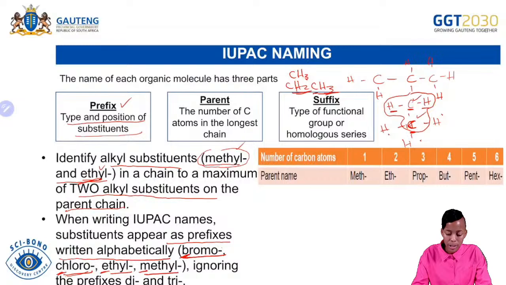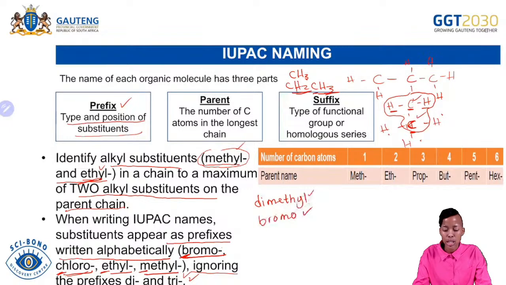So whenever you do your IUPAC naming, you need to consider alphabetical order. And very important, you ignore the prefixes, such as di and tri. So it means that, for example, if you have a dimethyl and you also have a bromo, you need to write these two in terms of alphabetical order.